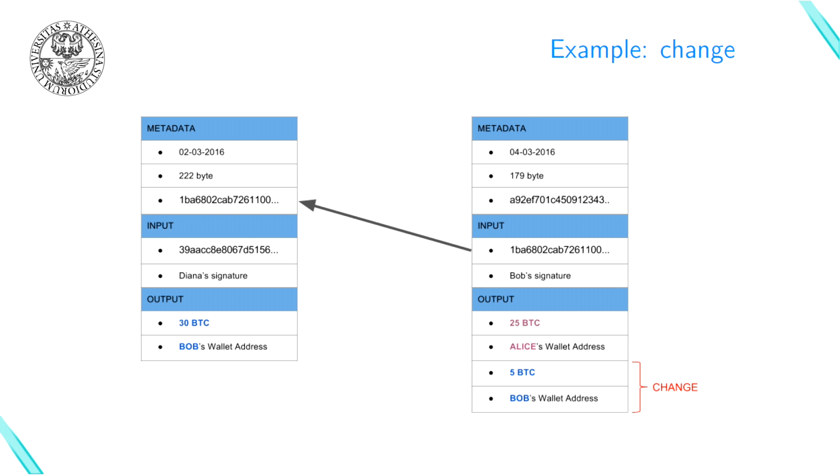This is a description of the example that we gave. Now, if you look at the current transaction on the right, you will see that Bob is the sender, because there's Bob's signature. Alice and Bob himself are the recipients, because we have Alice's address and Bob's address. And we can see that Bob is sending 25 bitcoins to Alice and 5 bitcoins to himself, which is the change. And in input, you see a reference to the transaction on the left, which shows when Bob got 30 bitcoins from Diana.